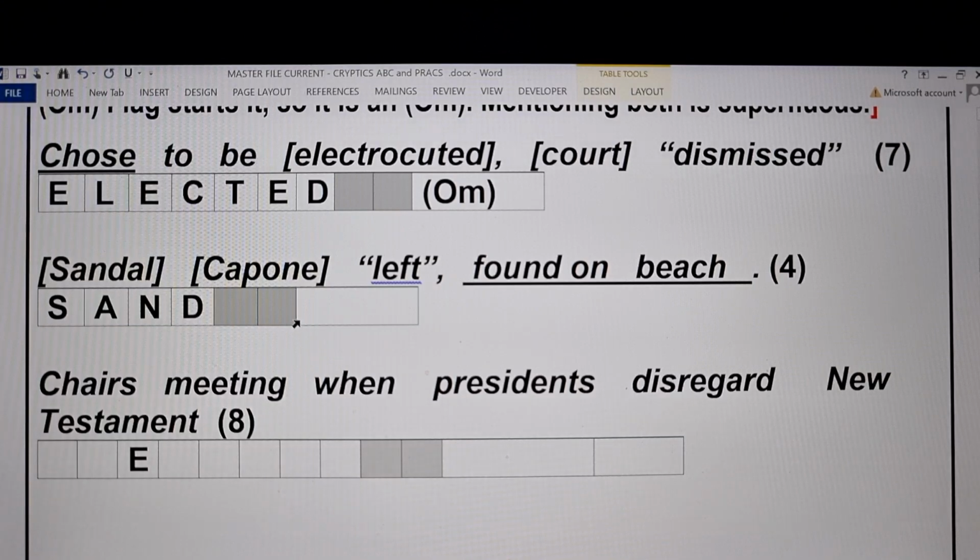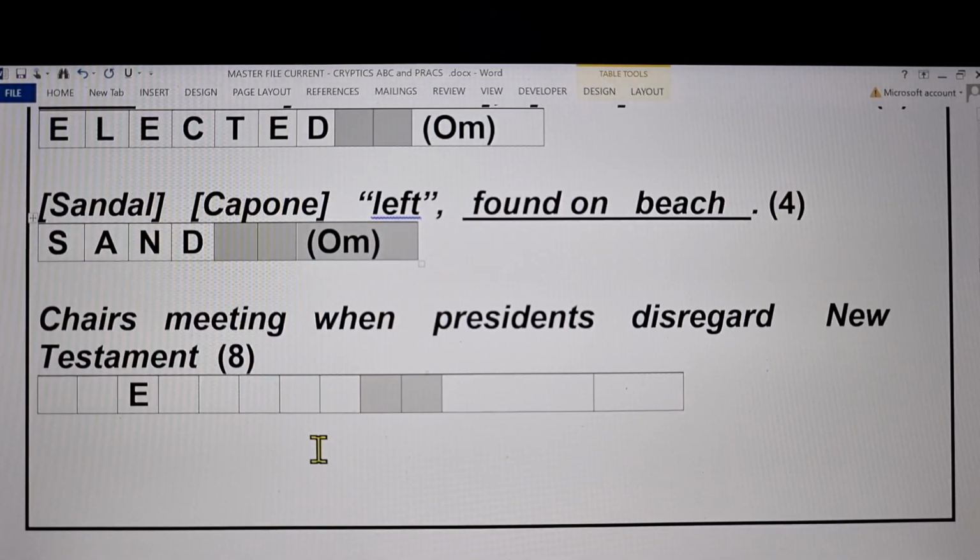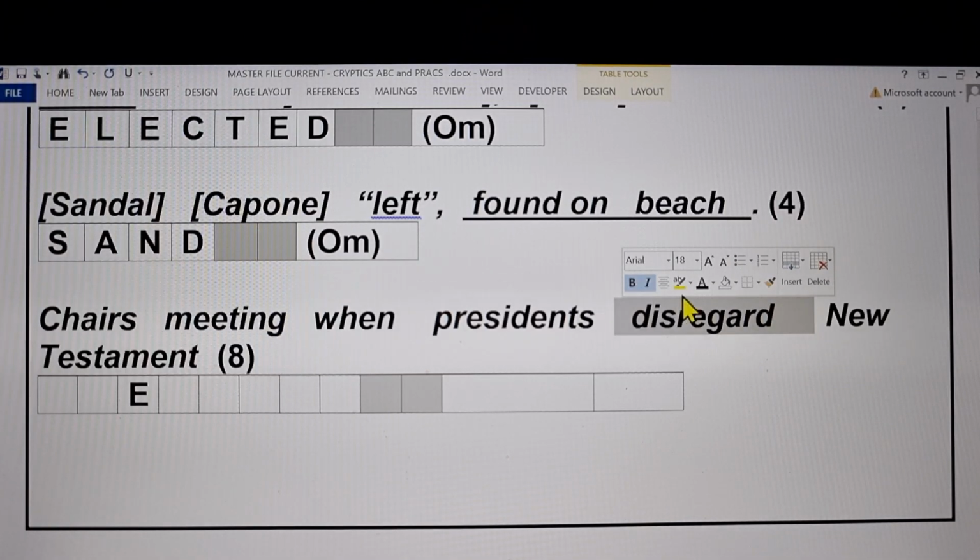Okay, let's prove that's simply an omission flag. And the last one, Chair's meeting when presidents disregard New Testament. 8 spaces with an E. Right, any flags? President disregard. I think that's going to be a flag. Disregard. It's possible. Disregard as an omission flag. Presidents disregard New Testament.